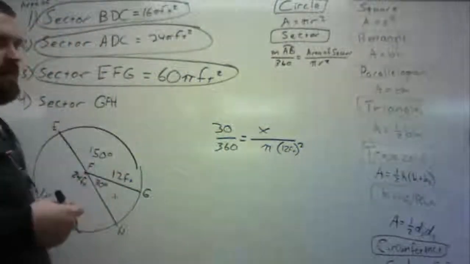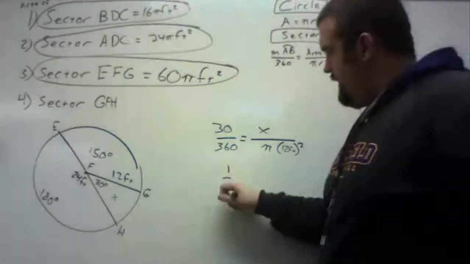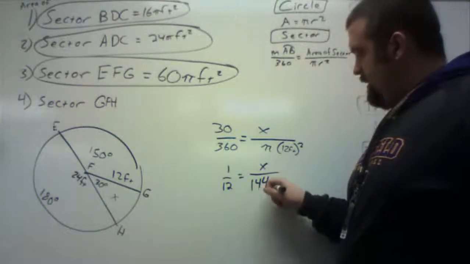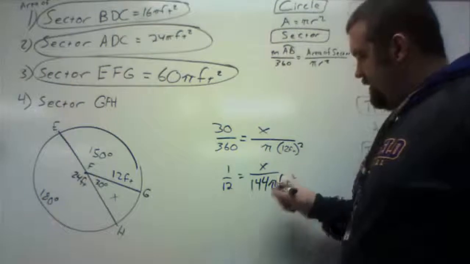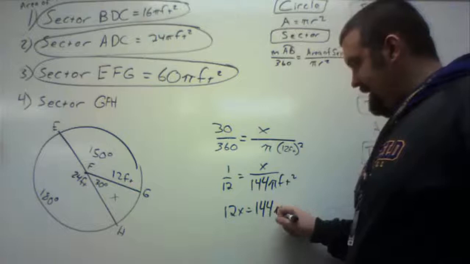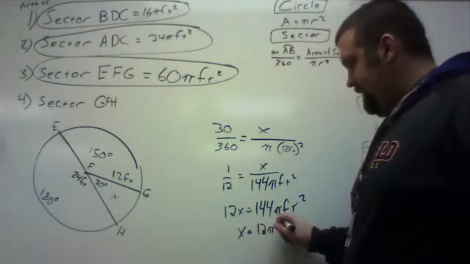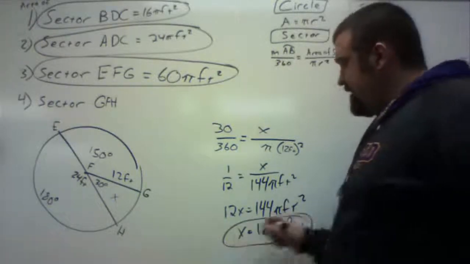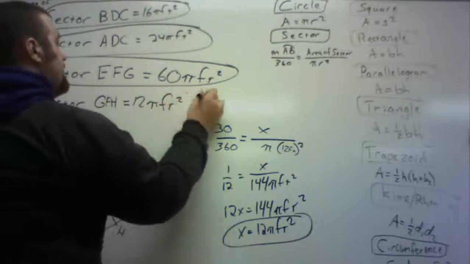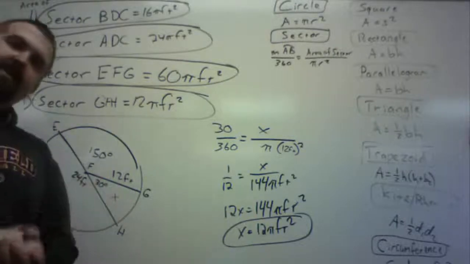Now that everything's been filled in, it's time to just solve. Reduce, so 1/12 equals x over 144 pi feet squared. Cross multiply, 12x equals 144 pi feet squared. X equals 12 pi feet squared. So if you did this correctly, that's what you should have gotten. 12 pi feet squared. So there we go. This is how you find the area of the sector.